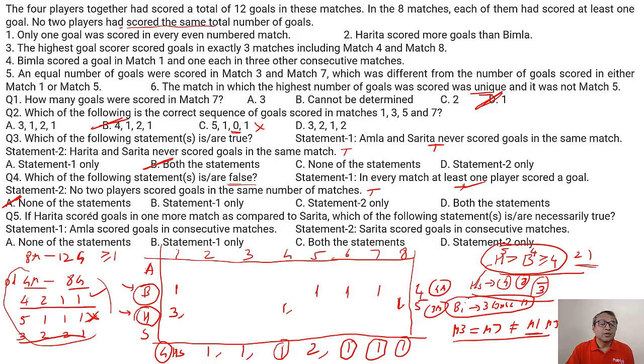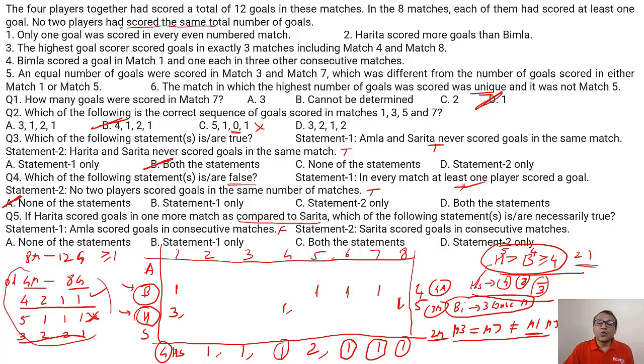So A option. Next, Harita scored goals in 1 more match as compared to Sarita. Harita scored in 3 matches. Sarita scored, we don't know. Okay, 1 or 2 matches. But it is said he has scored 1 more match than Sarita. That means Sarita must have scored in 2 matches based on this data. Which of the following statements are necessarily true? Amla scored goals in consecutive matches? No, Amla would have scored 1 goal only. So consecutive matches cannot be true. Sarita would have scored 2 goals, so Amla would have scored only 1 goal. So first statement is false.